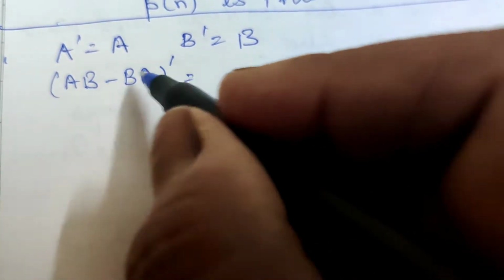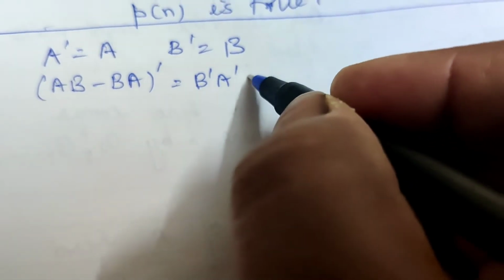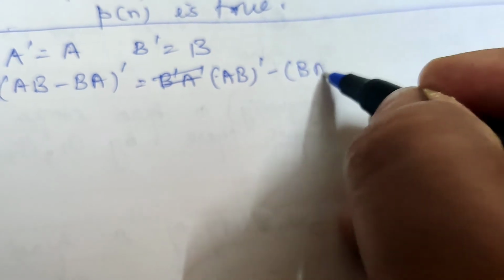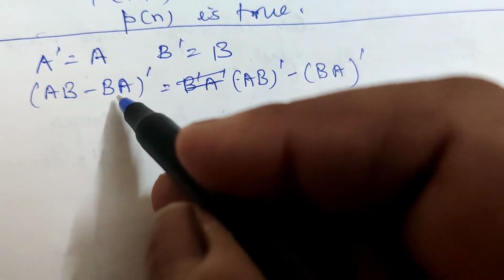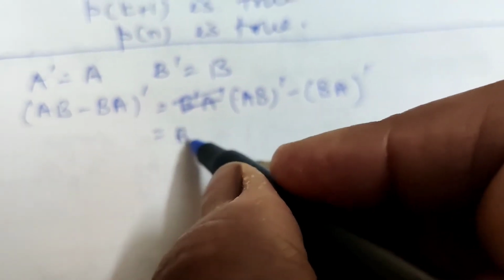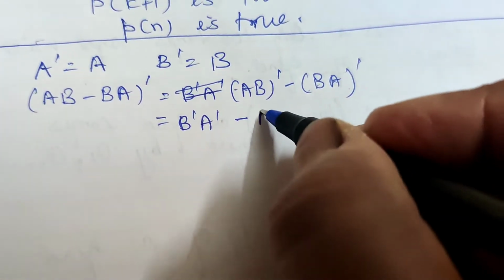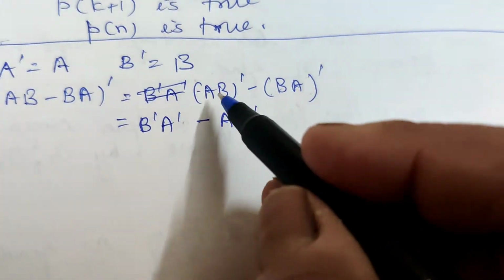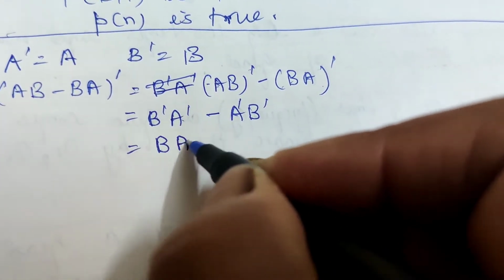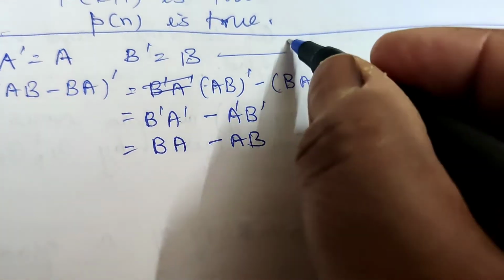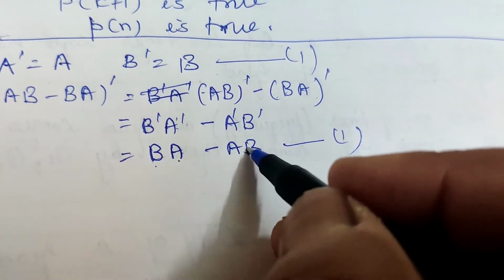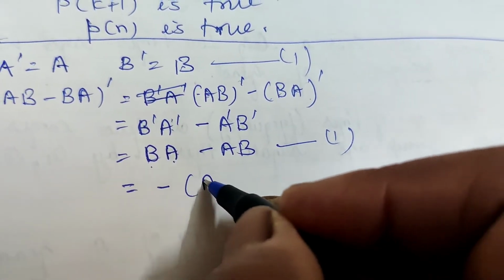So we can write (AB minus BA) transpose equal to (AB) transpose minus (BA) transpose. ये प्रॉपर्टी है, और इस प्रॉपर्टी से हम लोग (AB) transpose को लिखते हैं B dash A dash, इसको लिखेंगे उल्टा by the property of transpose. (AB) dash equal to B dash A dash. But we know that B dash equal to B, so we can write BA minus AB. Suppose this is equation 1. By using 1, B dash equal to B, A dash equal to A, so BA minus AB, now we can take common minus (AB minus BA).